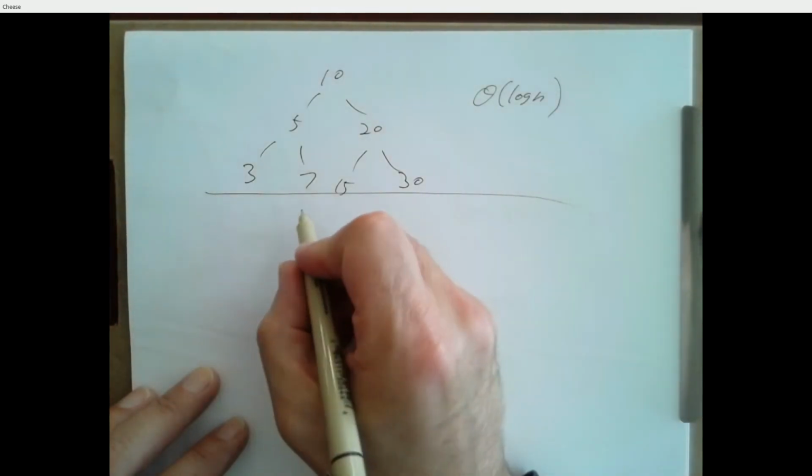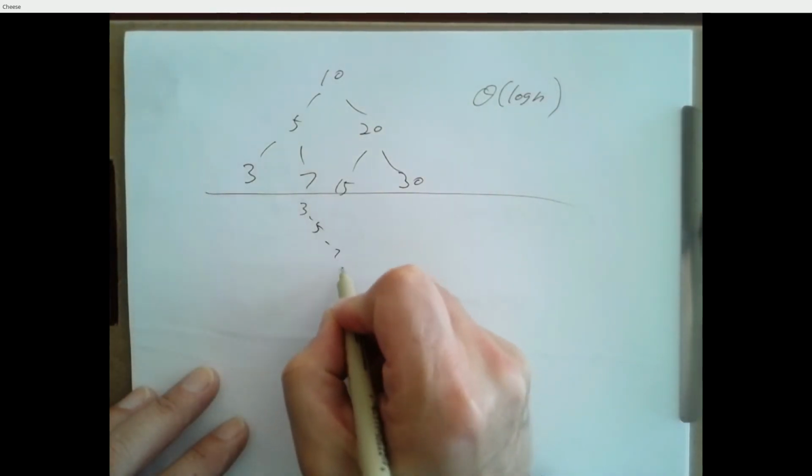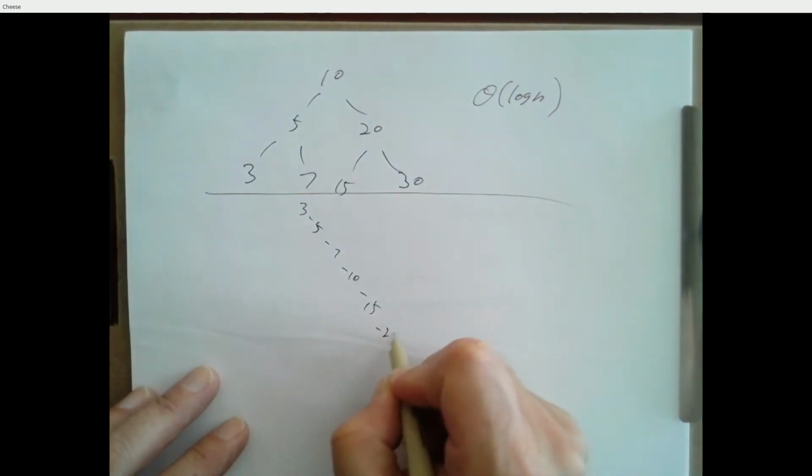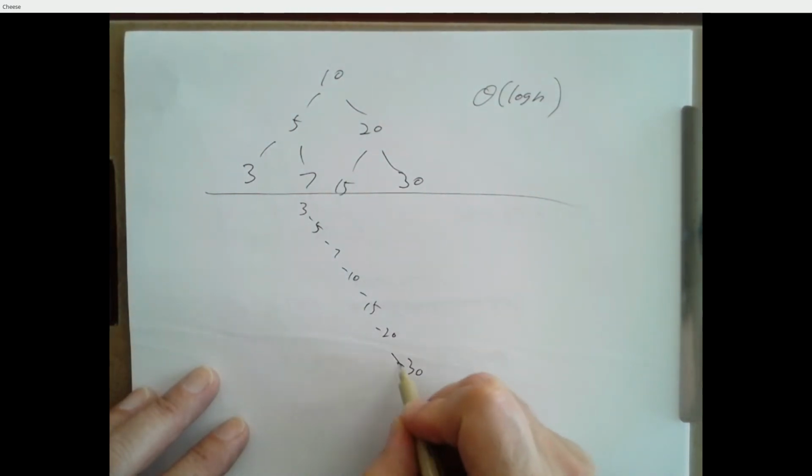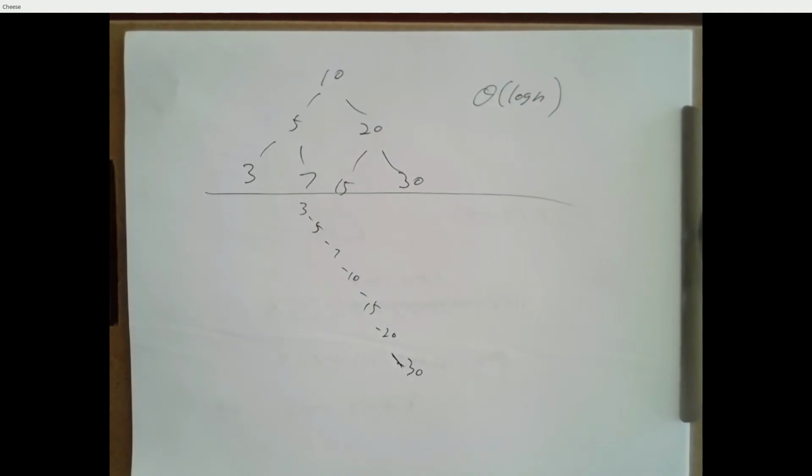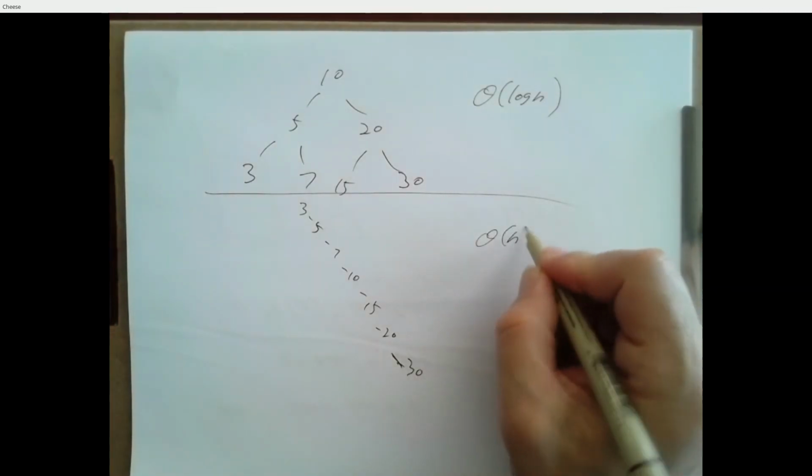But the downside is when you build your tree, you might end up with something like this, and this is the same set of information as the first tree, and it's still a binary search tree. It still has this property of things to the left are smaller than the root, things to the right are bigger, but our search time is order n.